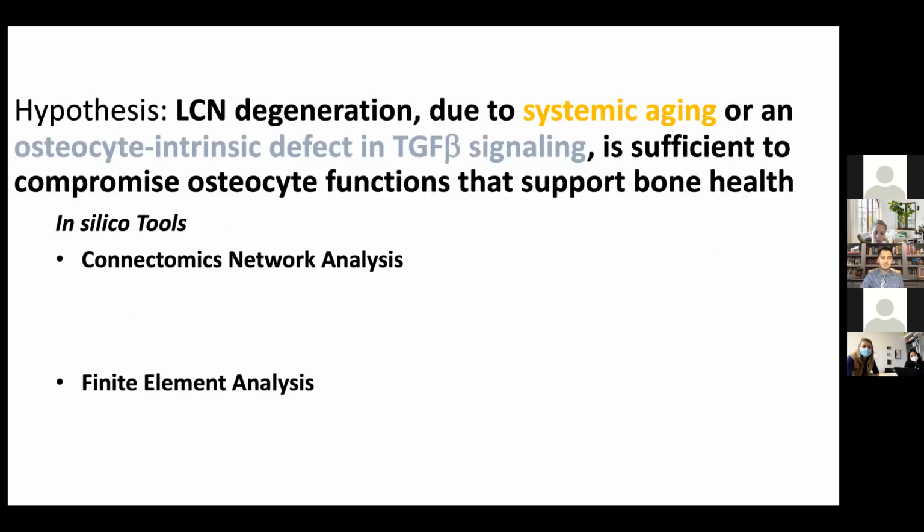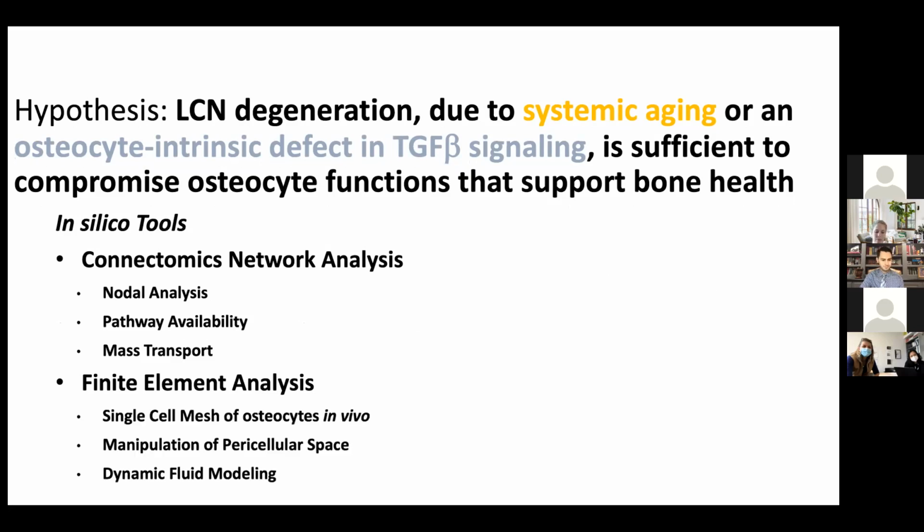Breaking those in silico tools down a little bit, just to give you some frame, we'll walk through several different ways we use these tools, including a nodal analysis, pathway analysis, and then finally asking questions about diffusion. And then in finite element analysis, we can look at single cell morphology. We can change aspects of the cellular environment, including changing the pericellular space. And then finally, do some actual fluid modeling.